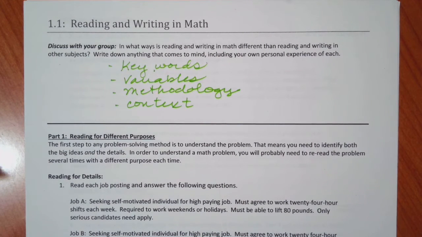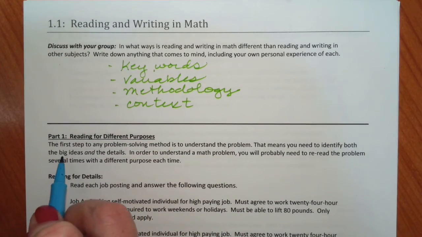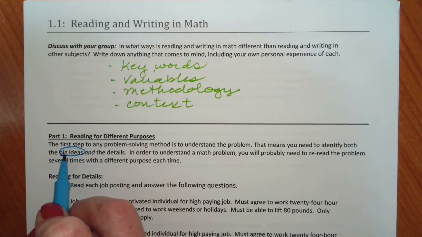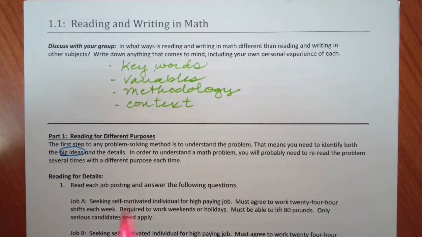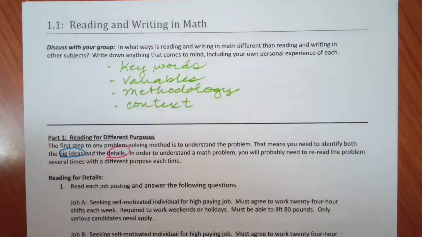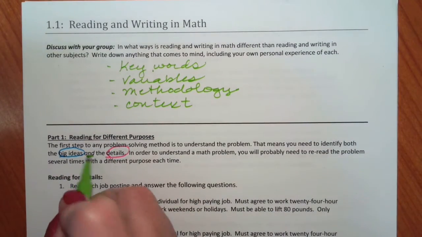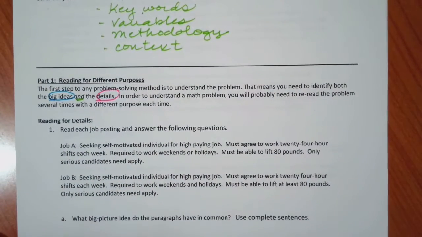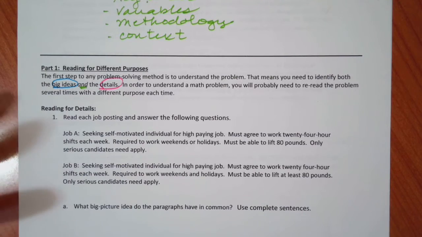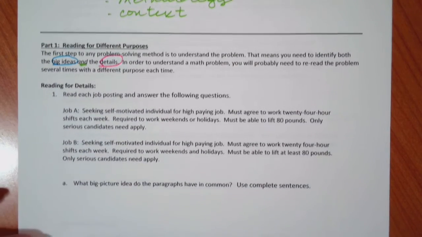When you're reading, you want to look at different purposes. You want to look for big ideas and details. Big ideas and details. You can't just stick on one. And as you're looking at the details, does it change the big idea? What difference does it make?